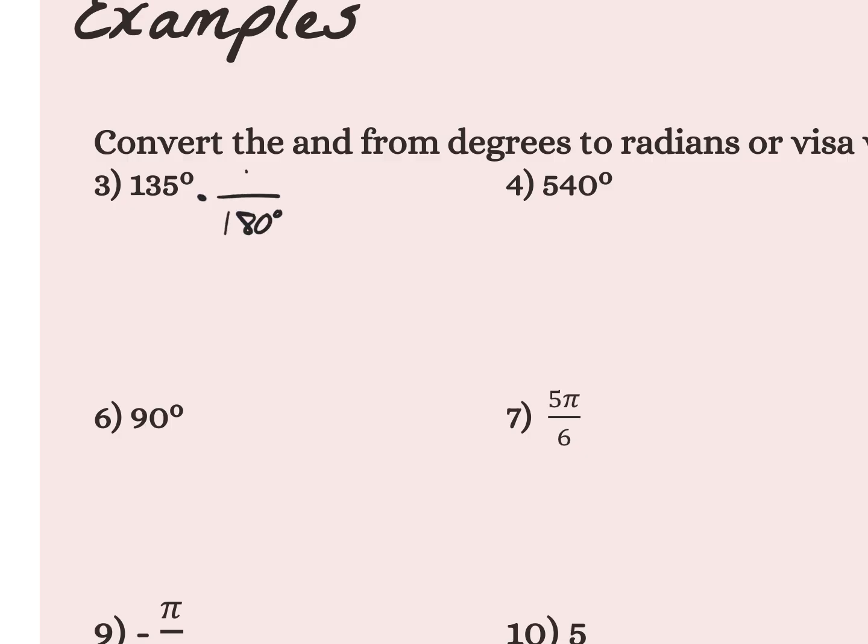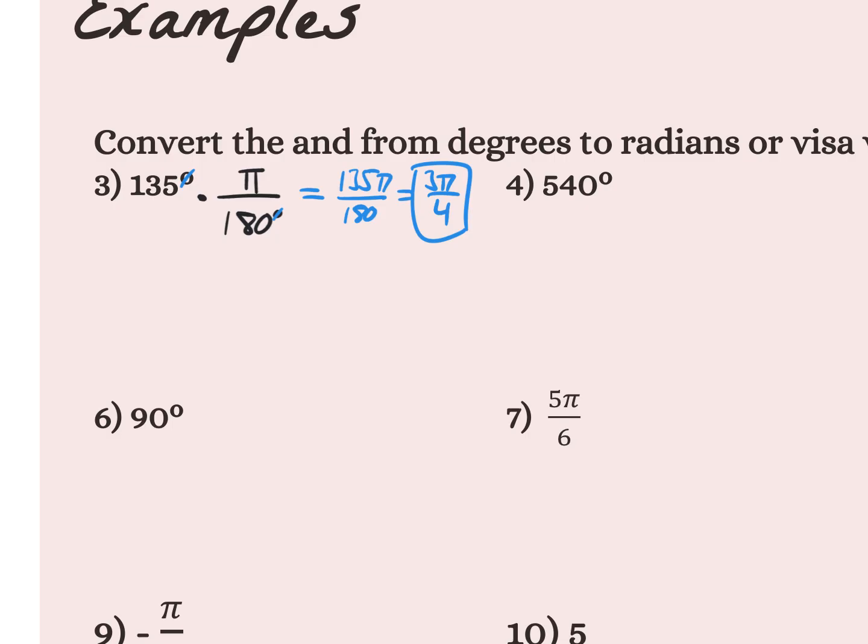180 degrees on the bottom and then pi radians on top. And then the degrees are going to cancel out. And then really I just want to simplify 135 pi over 180. I don't want to leave my answer like this because it can definitely be simplified. And if you simplify this, you'll get 3 pi over 4. Simplifies a lot. And that's your answer in radians.